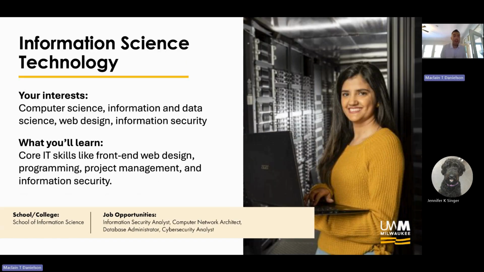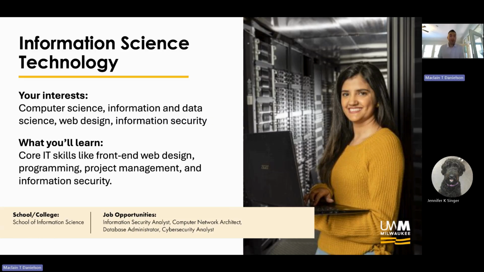Okay, another type of program that students might find interest in. This actually is in most schools, information science colleges, and that is information science technology. Information science technology is the study of how information is created, organized, managed, stored, retrieved, and kept securely. So students would help develop software for security and protection of data for entities or companies.